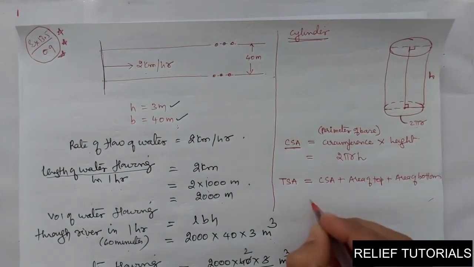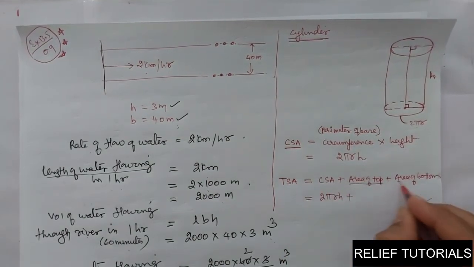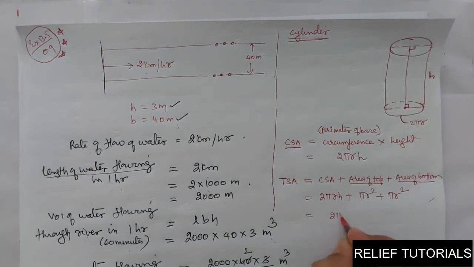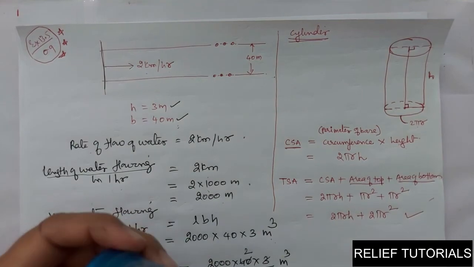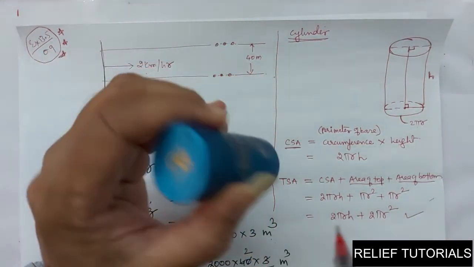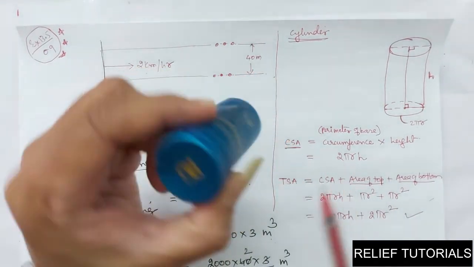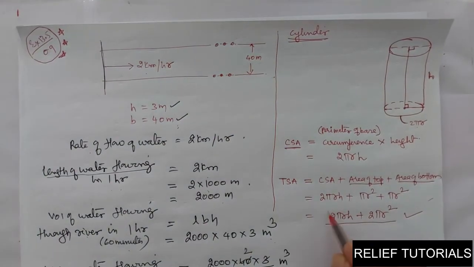That is base. So CSA is 2 pi r h, and area of top and area of bottom is pi r square plus pi r square. So you can say 2 pi r h plus 2 pi r square. So this is our formula. Very simple. So total surface area of a cylinder is curved surface area plus area of bottom plus area of top. Area of top is pi r square, bottom is also pi r square, because both are congruent. So this formula you have to remember always.